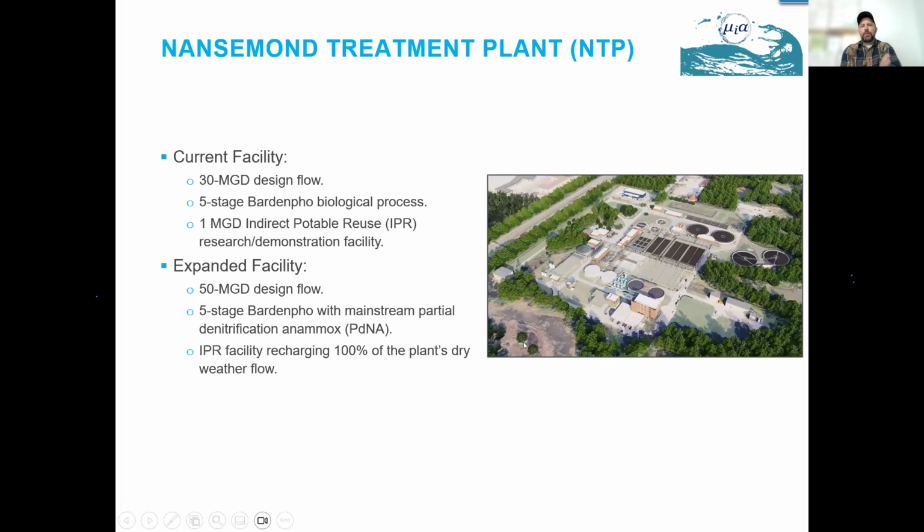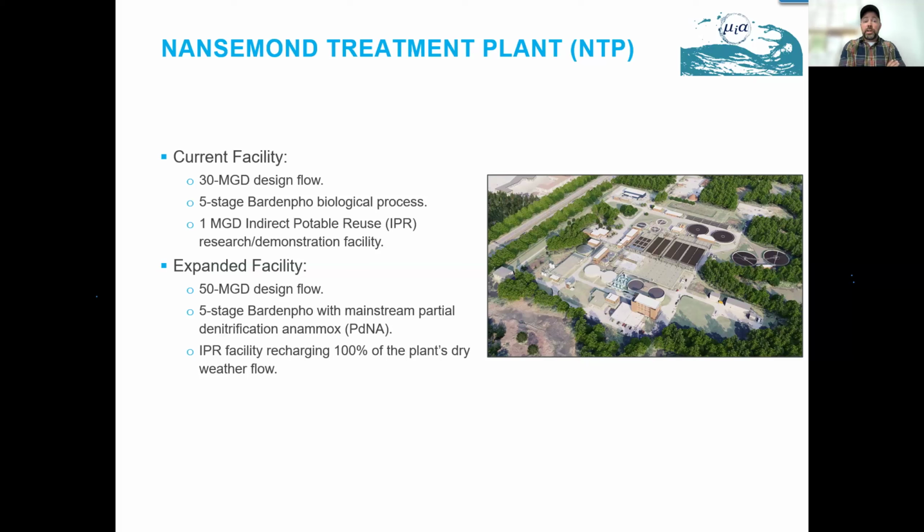The Nansemond Treatment Plant is a 30 MGD plant today. It has a 5-stage Bardenpho for its biological process. On the back end of this plant, we take 1 MGD of secondary clarifier effluent and run it through an indirect potable reuse facility. That IPR facility right now is just a demonstration facility. We take the effluent from that demonstration facility and recharge the aquifer with it. We call this process the SWIFT process, the Sustainable Water Initiative for Tomorrow.